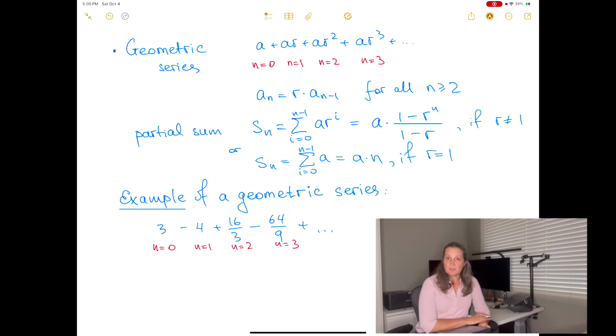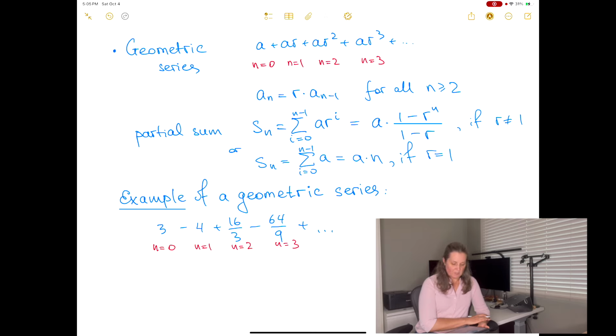We also know that the partial sum can be calculated for the geometric series using the formula a times 1 minus r to the n divided by 1 minus r, provided that r is not equal to 1, or it's equal to a times n if r is equal to 1. This knowledge of partial sums will allow us to not only determine if a given series diverges or converges, but if the series converges, we'll be able to calculate exactly what the series converges to by taking the limit of the partial sum as n goes to infinity. Let's take a look at an example of a geometric series.